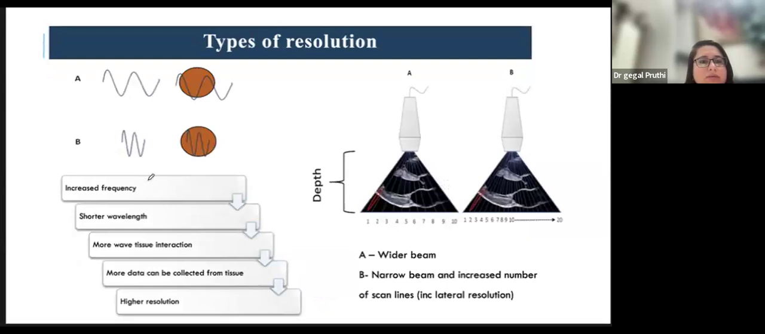As we already know, higher frequency probes will have higher resolution. How is it possible? Because frequency is inversely proportional to wavelength. So increased frequency will have shorter wavelength, as we can see in figure B. If you have shorter wavelength, there will be more wave to tissue interaction. More wave to tissue interaction means more data can be collected from that particular site.